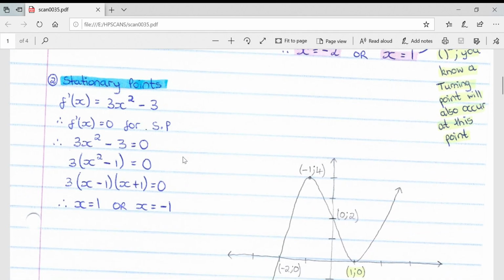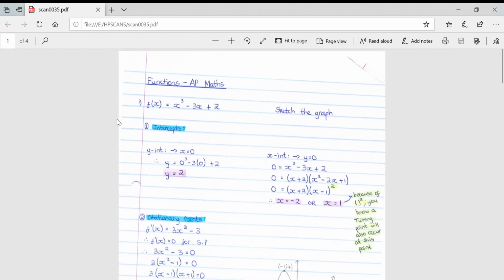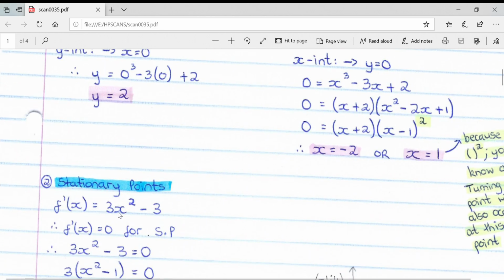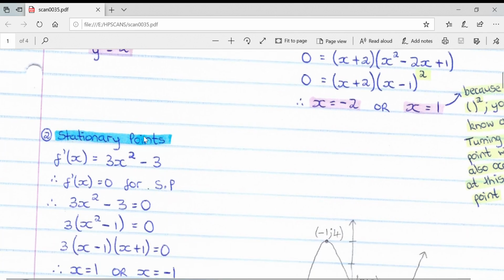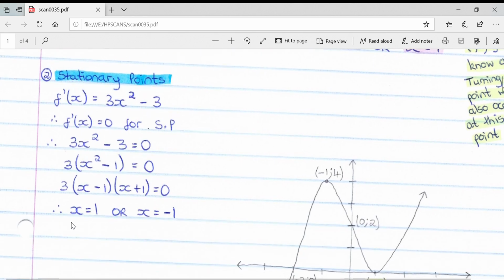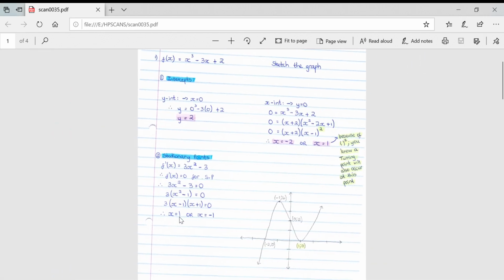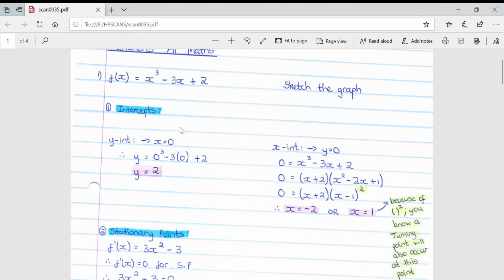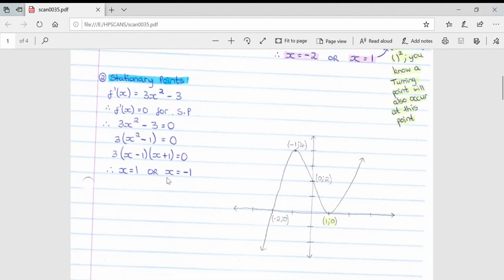Then the second step we need to look at is our stationary points. We obviously find the derivative of the equation. The derivative is f dash x equals 3x squared minus 3. Obviously for stationary points the gradient is equal to 0, so we make the derivative equal to 0 because the derivative is the gradient. And we find that we have stationary points at x equals 1 and x equals minus 1. Then all we do is we sub those points back into our original equation to find our relevant y values, and we get those y values to be 0 and 4 respectively.